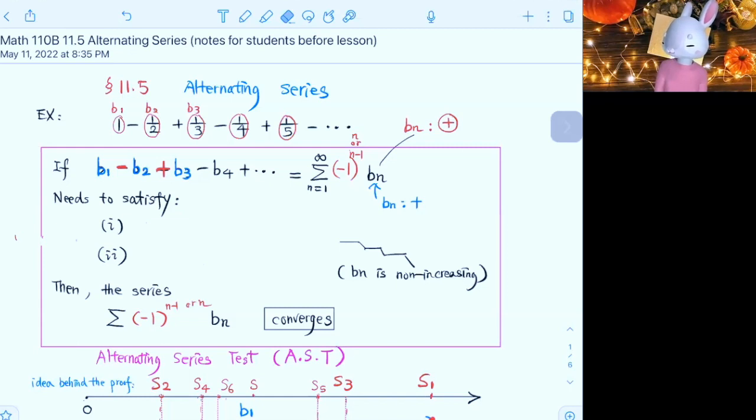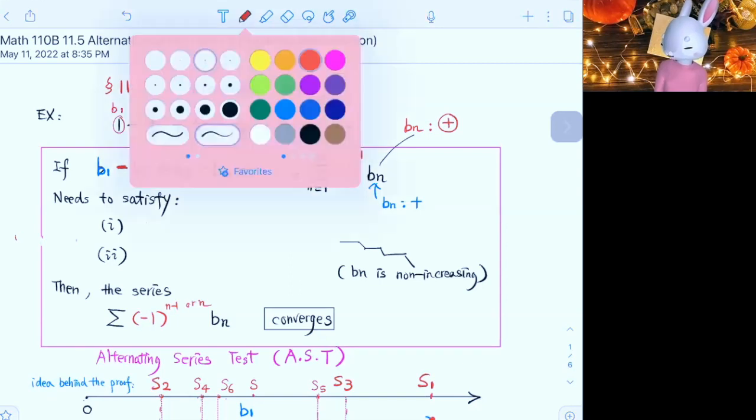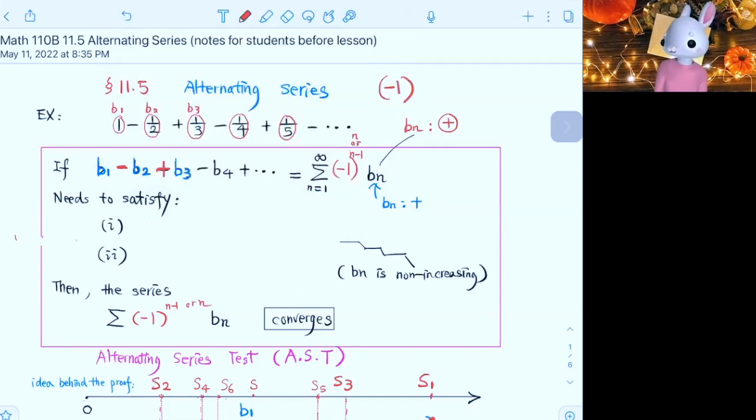Now you might ask, should I put negative 1 to the n or negative 1 to the n minus 1 over here to take care of the alternating sign? Well, it depends on whether you start with positive or negative. Suppose you start with positive. Suppose the first term is positive, like this one. Then I will put down negative 1, and the index of the first term, which is 1. Should I put n or n minus 1?